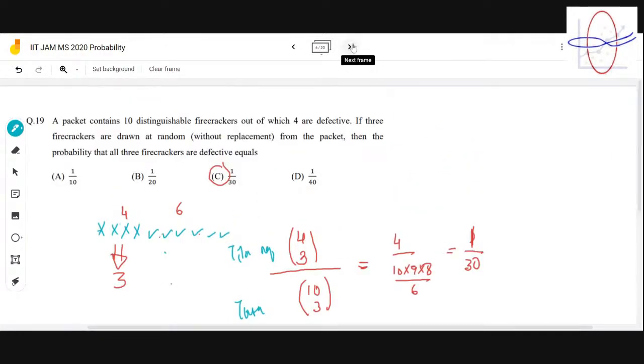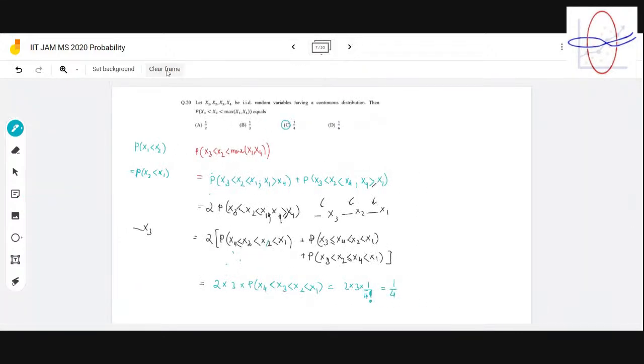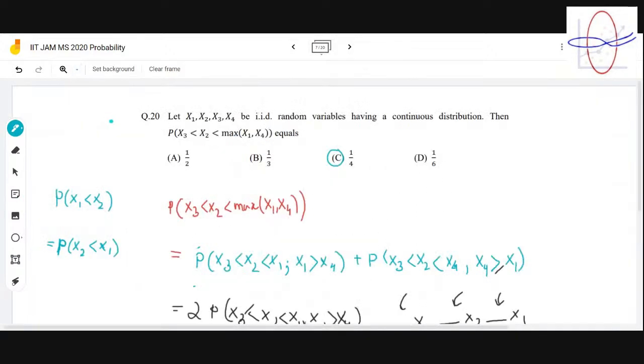Let's do the next problem now. If you think I'm moving fast, you can pause the video, think, and then move again. That's the idea. So let's do the next problem. X1, X2, X3, X4 are IID random variables having a continuous distribution. This is one of the most important properties I love about random variables. We will see how. It's called exchangeability of random variables.